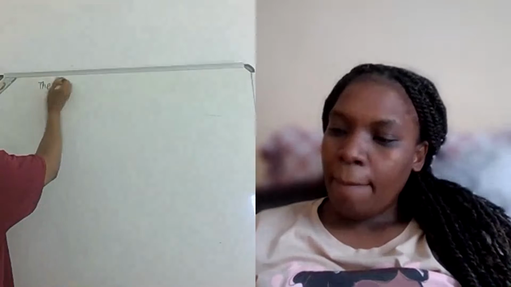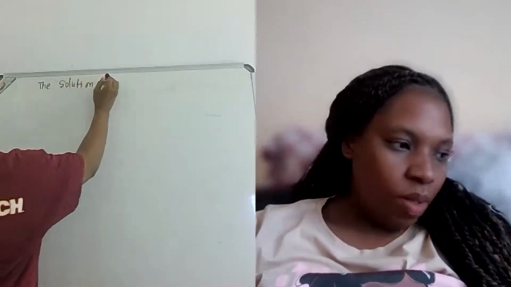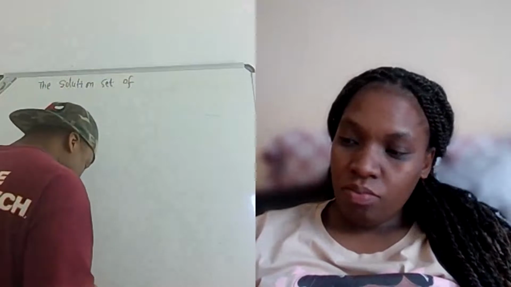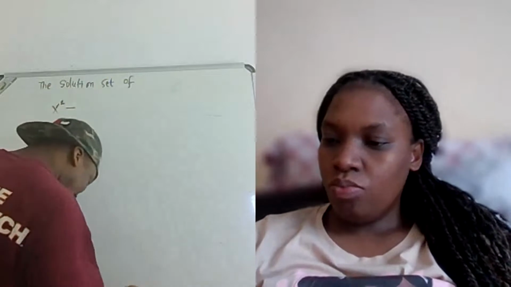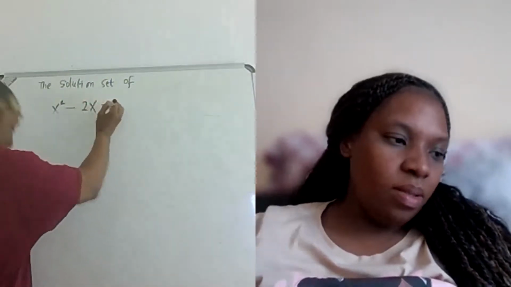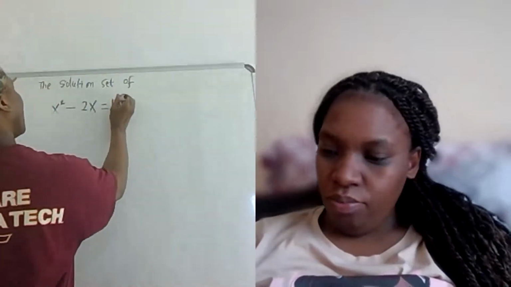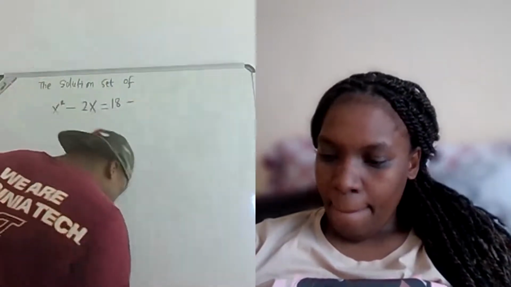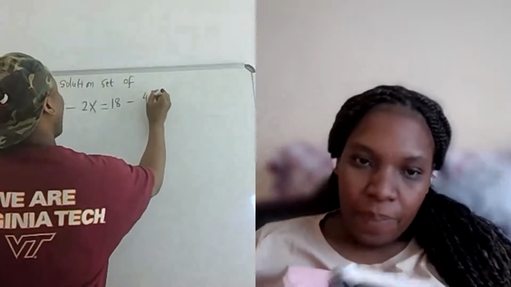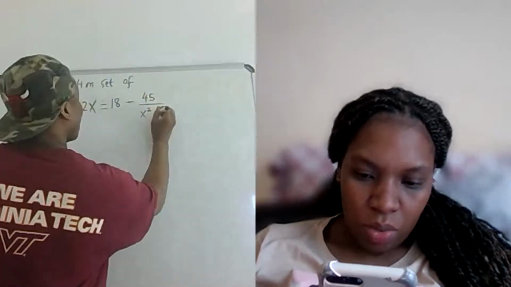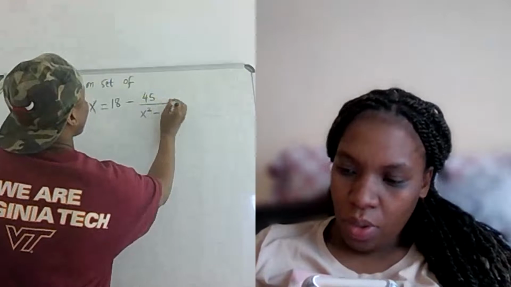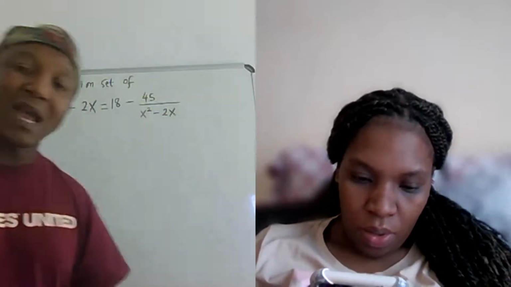Find the solution set of the following: x squared minus 2 equals 18 minus 24 over x squared minus 2. And they give you options here.